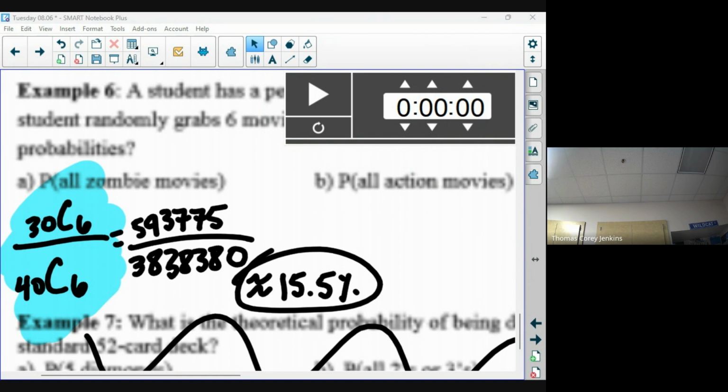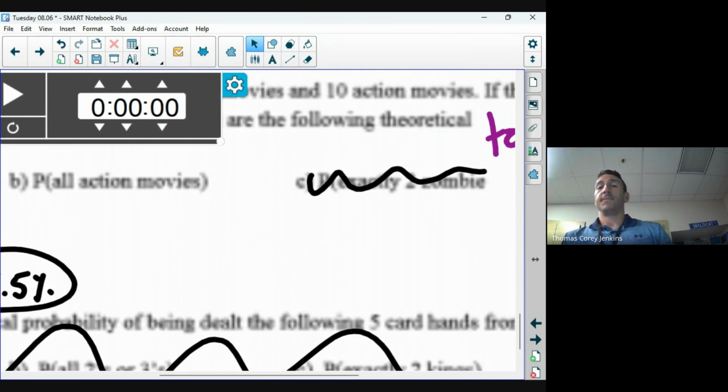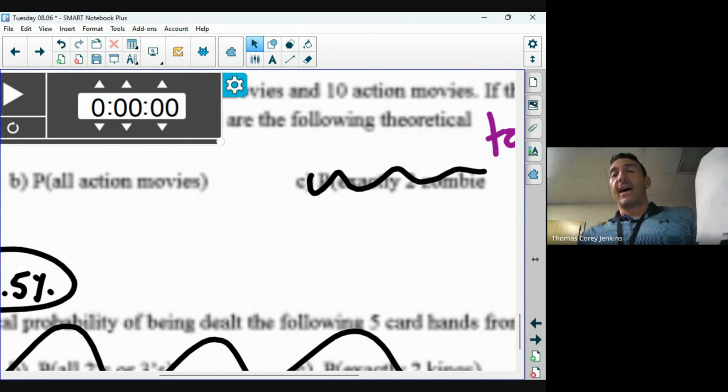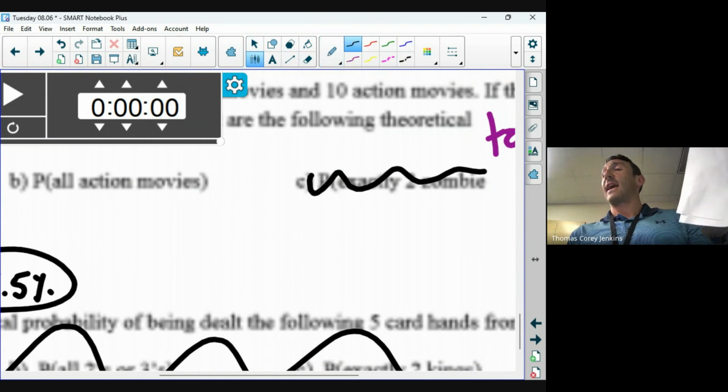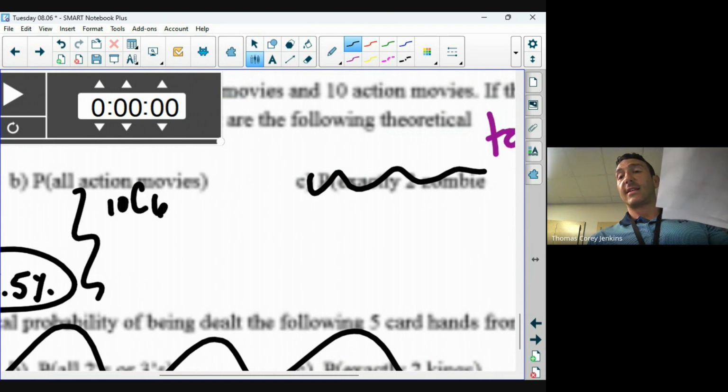All right, guys, so I'll just show this one and kind of end there. We'll have some time to do some other stuff, get caught up on Alex and whatnot, learn about flex. All right, so the probability that they're all action movies. Whether you had a calculator or not, hopefully you knew how to set this one up. It would be 10C6, and the denominator would be the same, 40C6. Any questions about that part?